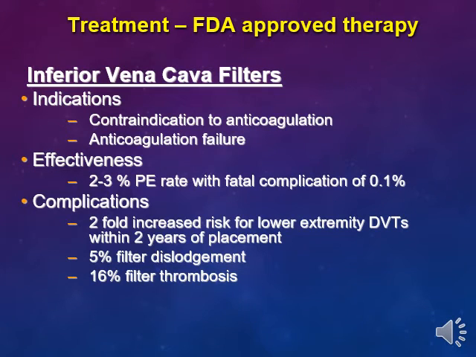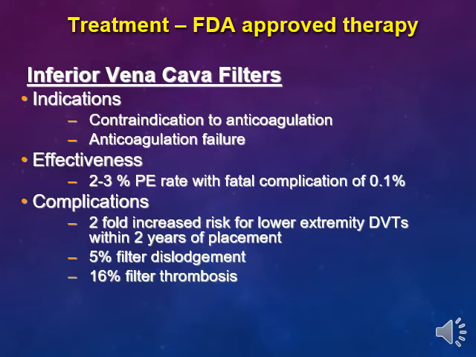The inferior vena cava filters. These filters are not for treatment of DVT, but are prophylactic against the propagation of the thrombus to the pulmonary arteries. For indications of these filters, we must follow the guidelines.